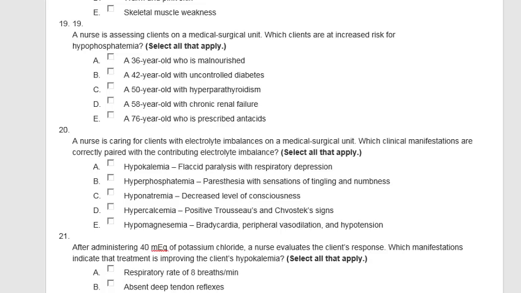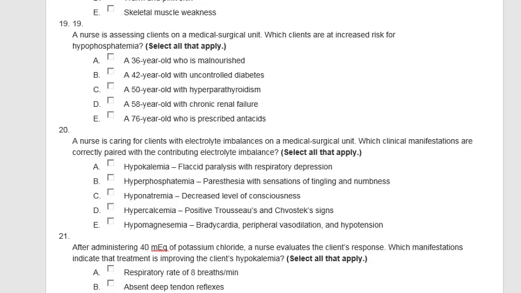And then you have a 76-year-old who is prescribed antacids. That one is also correct because the antacids are going to raise your calcium. And remember, calcium, phosphorus, the little teeter-totter. When the calcium goes up, the phos goes down.